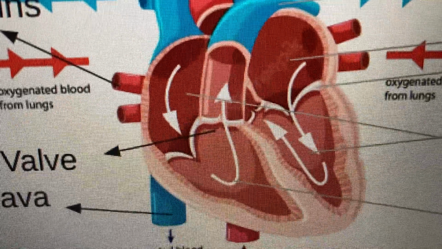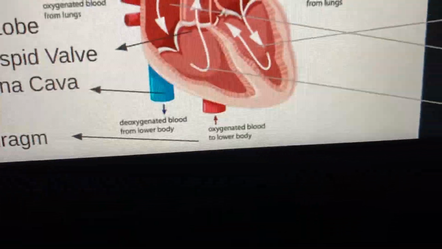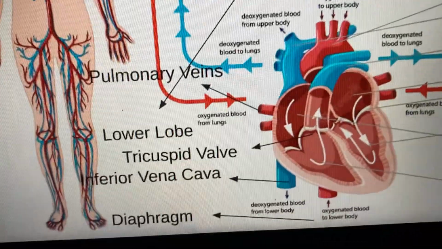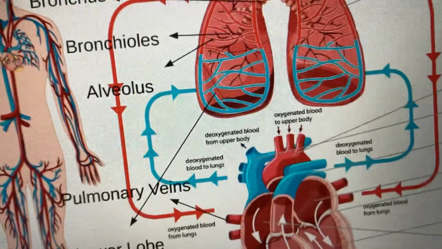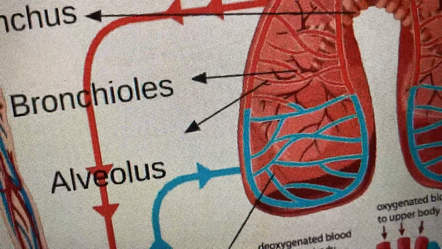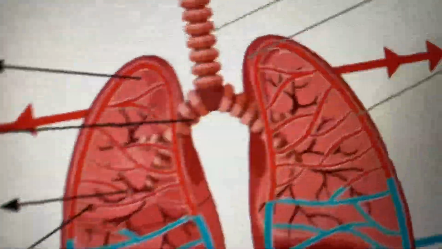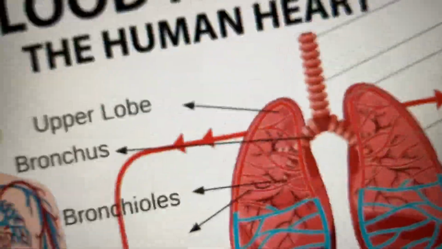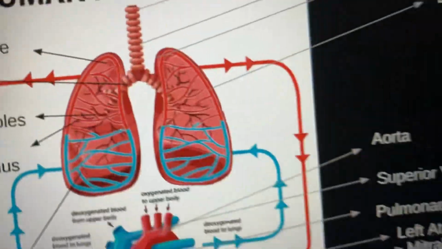tricuspid valve being that white thing right there, inferior vena cava being here. The diaphragm would be beneath the heart and lungs, so somewhere around right there. The alveolus is the small sacs on the end of the bronchioles, which are those little black things. The bronchus are these two big things that kind of go into the lungs there. The upper lobe is the top half of the lungs. The lower lobes is the bottom half.